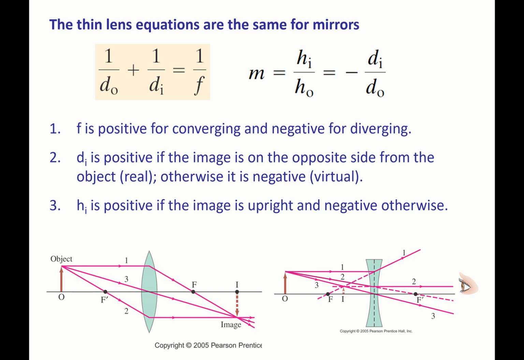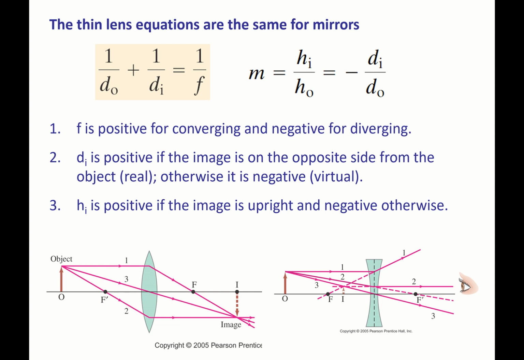Today's activity is going to involve sketches and calculations for lenses. And remember from the last video that the thin lens equations are the same as for mirrors. 1 over DO plus 1 over DI equals 1 over F. And the magnification is minus DI over DO. Remember when you do the calculations, if you have a converging lens, F is positive.